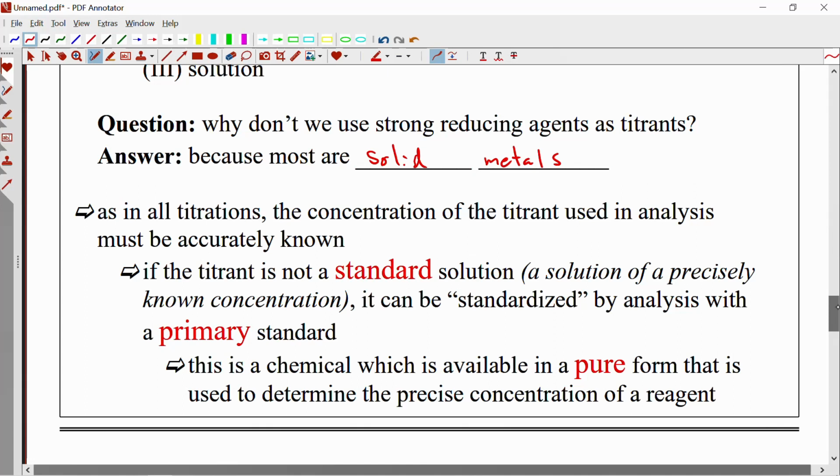So let's say I wasn't able to accurately get the molarity of my potassium permanganate. Okay, well, I might use something called a primary standard to get its exact molarity. It says this is a chemical which is available in a pure form that is used to determine the precise concentration of a reagent, such as our permanganate over there. All right, so 2 practice problems. I think I'm going to have you work on both of these.